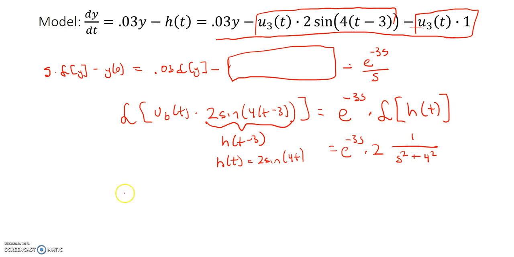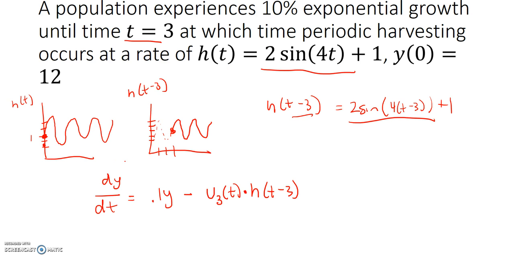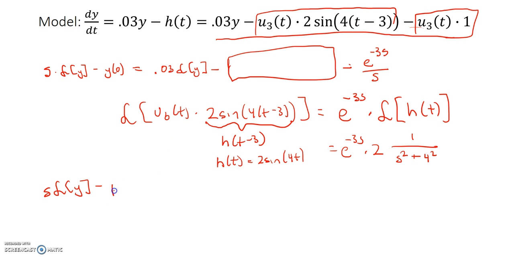And now when I put the pieces together, I have s Laplace of y minus y of 0, which we said was 12, so minus 12, equals 0.03 Laplace of y minus e to the negative 3s. I'll do 2 e to the negative 3s times 1 over s squared plus 4 squared. I could write 4 squared as 16, but when I inverse Laplace everything, I'll need to write it back in the square form to see what a I'm using, and then minus e to the negative 3s over s.